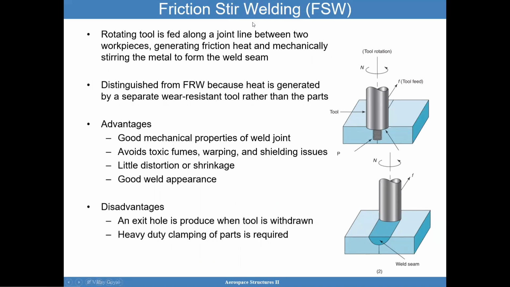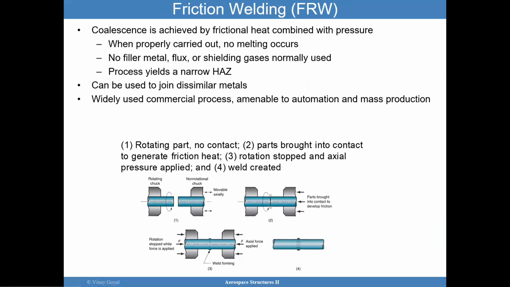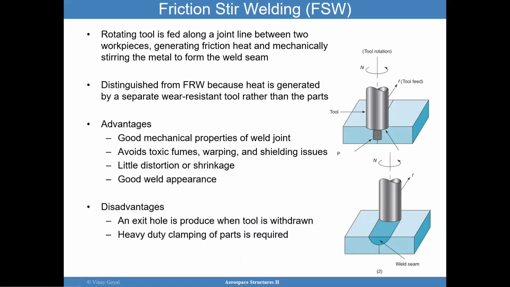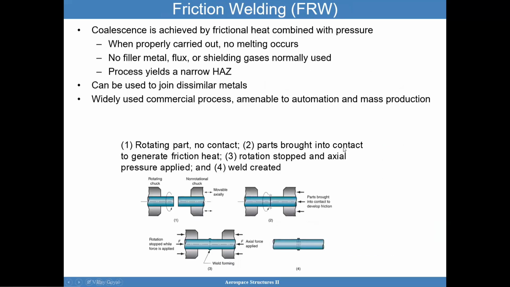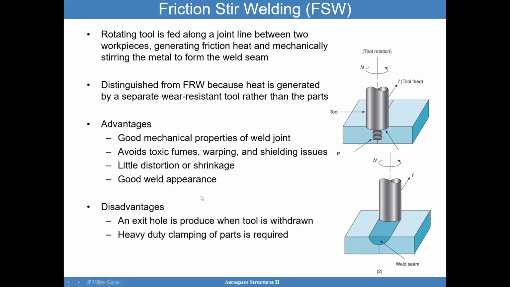We distinguish this process from friction welding, because heat is generated by a separate resistance tool rather than the parts themselves. In this case, these are the parts I want to join. I use pressure to combine these materials, but in this case, I'm using an external wear resistance tool. The advantage of this material has been found.